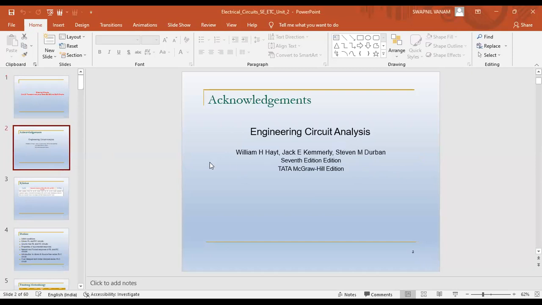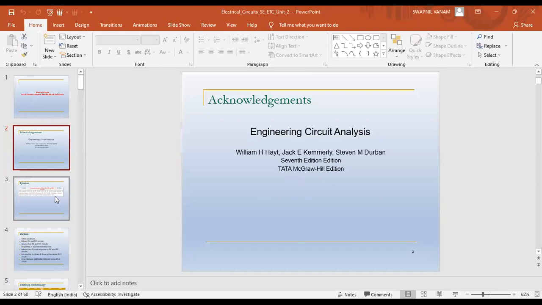For this subject, we are going to refer to this book, Engineering Circuit Analysis by William H. Hayt, Jack E. Kemmerly, and Steven M. Durbin. This is the 7th edition, and the publisher is Tata McGraw Hill.